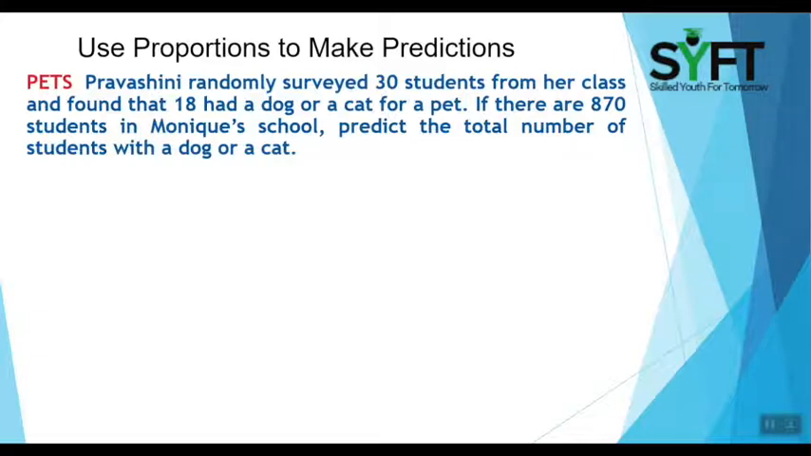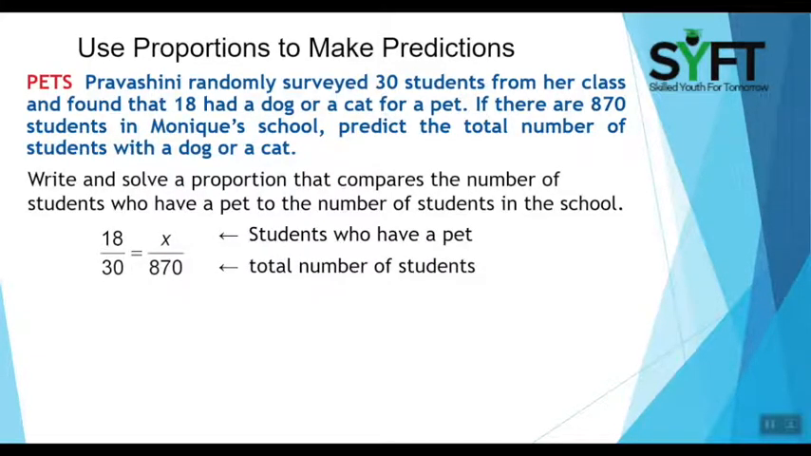Proportion to make predictions. Prabhasini randomly surveyed 30 students from her class and found that 18 had a dog or a cat for a pet. If there are 870 students in Prabhasini's school, predict the total number of students with a dog or a cat. Write and solve a proportion that compares the number of students who have a pet to the number of students in the school. 18 by 30 equal to x by 870.